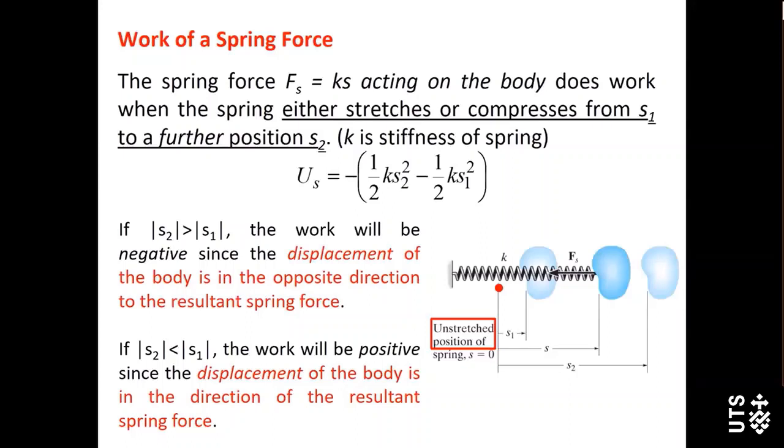The integral of a spring force with respect to the displacement gives an equation like this. In this equation, K is stiffness of spring. 1 means initial position and 2 means final position.